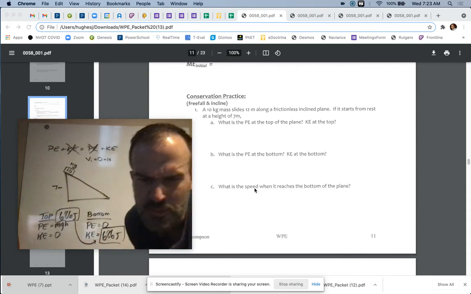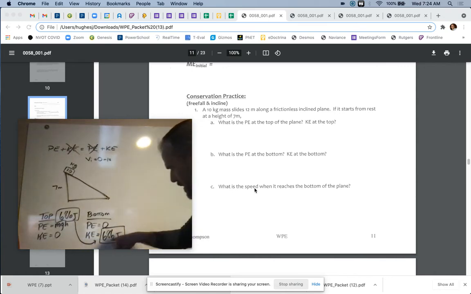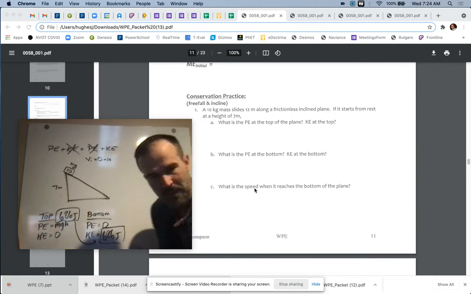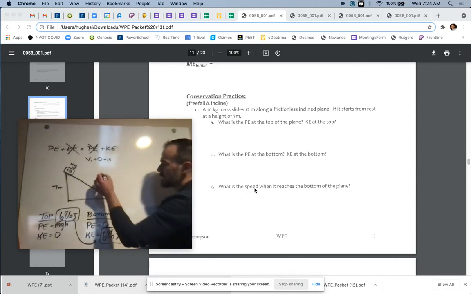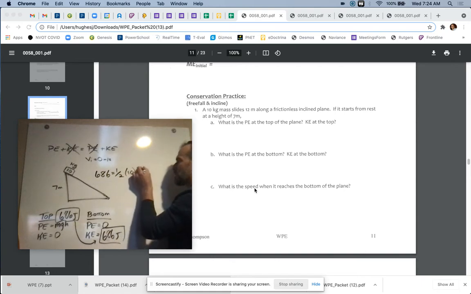Have I answered the questions? Okay, pretty much. And then what is the speed? And then we just need this kinetic energy at the bottom and pull the velocity out. It's hidden in there, right? 1/2 mv squared. So you take that 686 and you say that equals 1/2 m, that's 10 in this case, v squared.